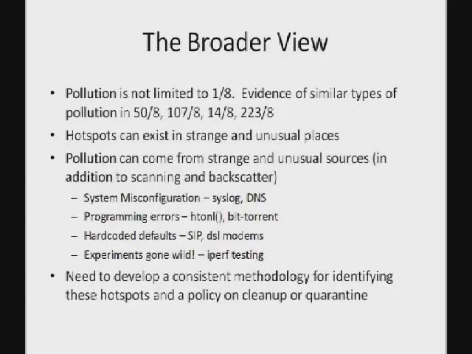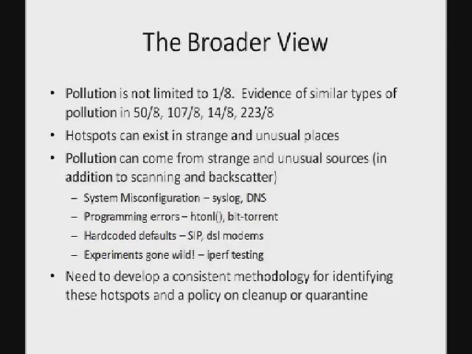Other places which result in darknet traffic: programming errors. There's some BitTorrent traffic that's showing up in these different darknets. There's definitely the byte order conversion bug that I talked about. There can be hard-coded defaults, such as in the case of the SIP traffic that I pointed out, or the DSL modem traffic, the DNS traffic. And in some cases, experiments gone wild. I mean, somebody started an iPerf test and thought they'd killed it, and they never had, and it's still running out there. It's hard to predict where this is going to come from.